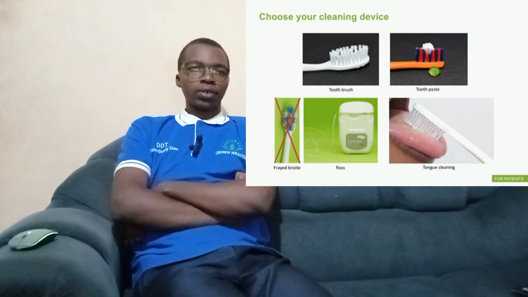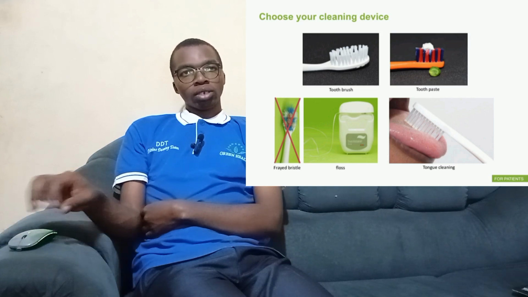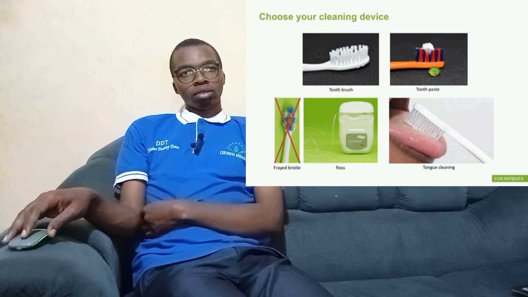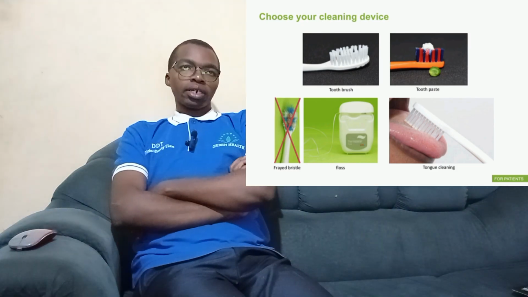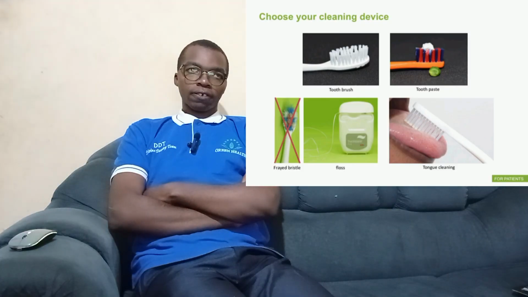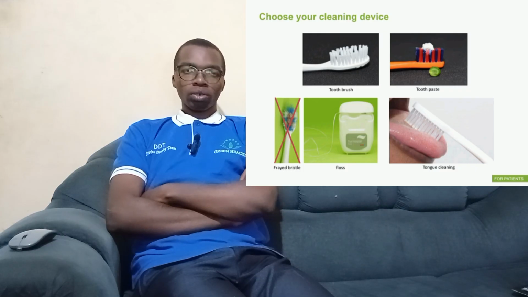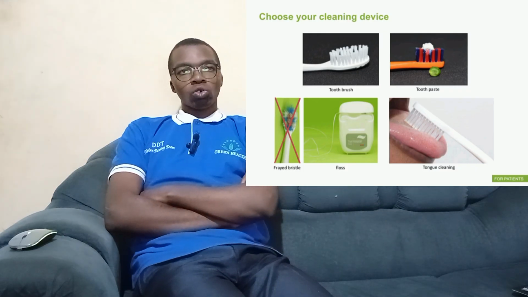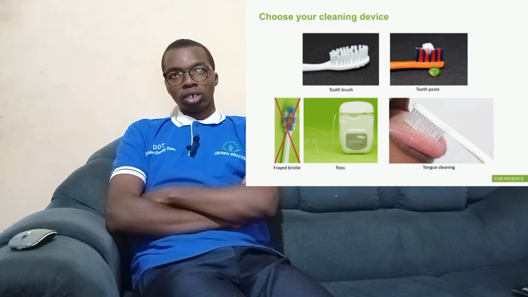Choosing your cleaning device. You can use toothbrush, toothpaste, and also floss, dental floss. How do you choose your cleaning device? Toothbrush. Two types of toothbrushes, baby or adult brush, may be used according to the age. It should be changed once in 3 months or when bristles begin to distort.